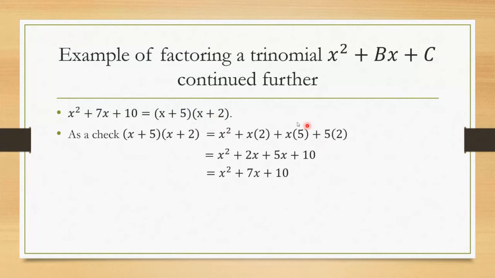And of course, it's good to check. That's what I'm doing here. We have 5 and 2, we have x plus 5 times x plus 2, and if you multiply it out, you get the polynomial. Okay, that's pretty good. So that's one example. Are there any questions on that? If not, that's okay.